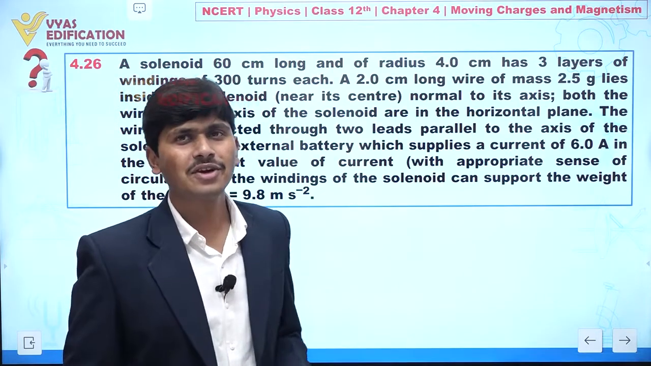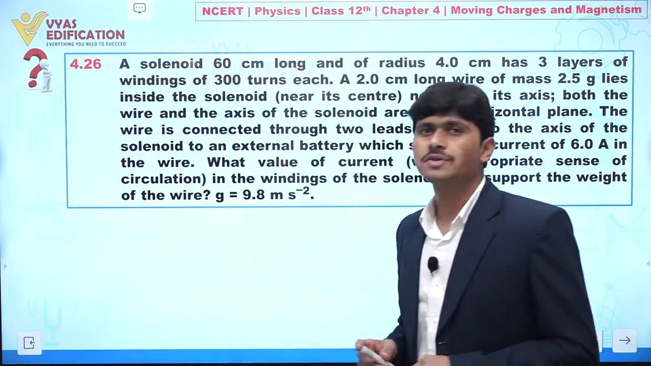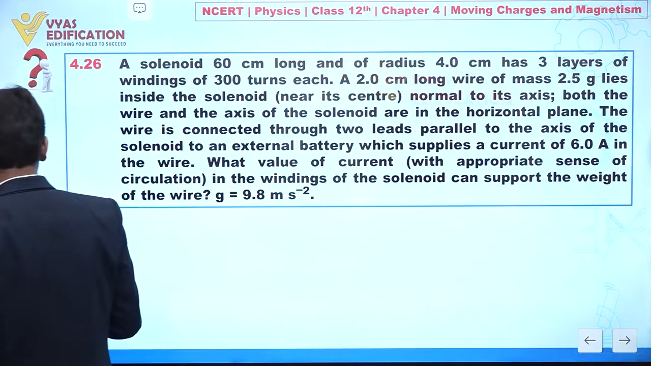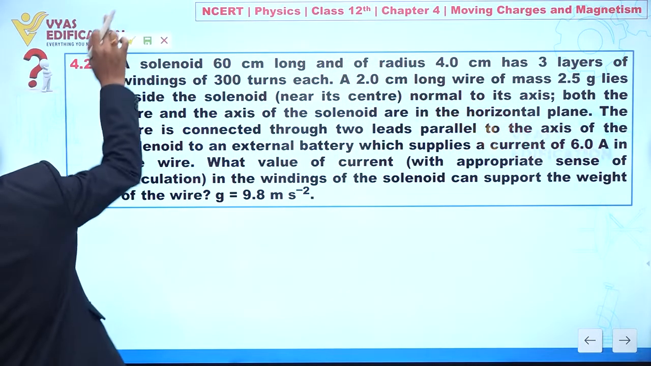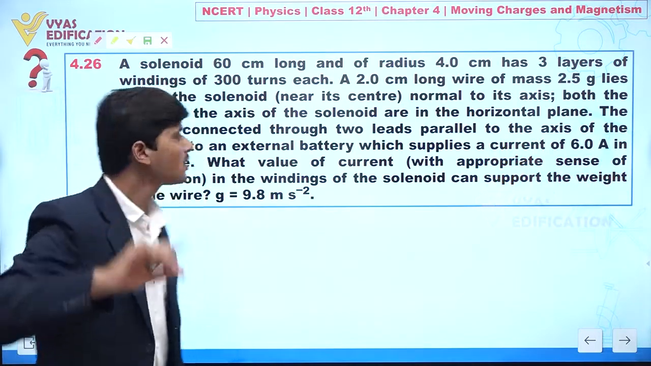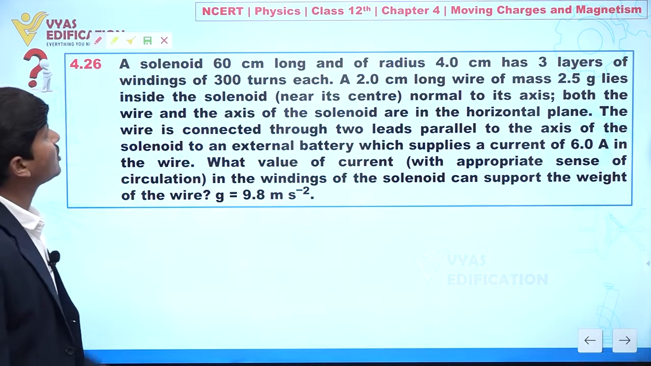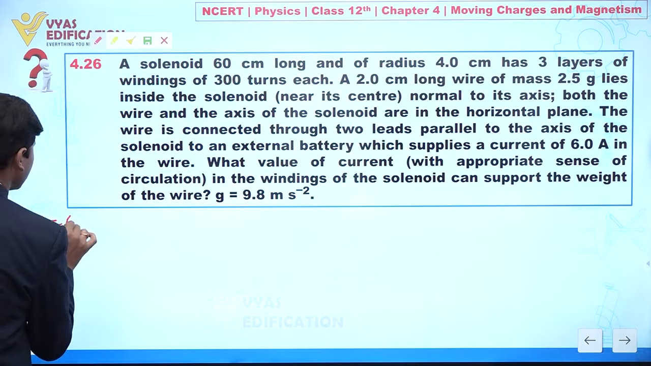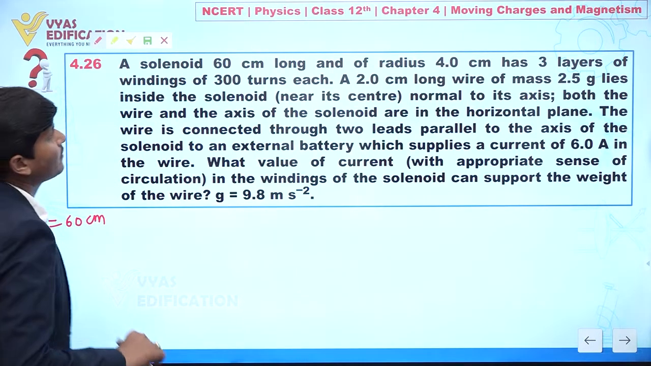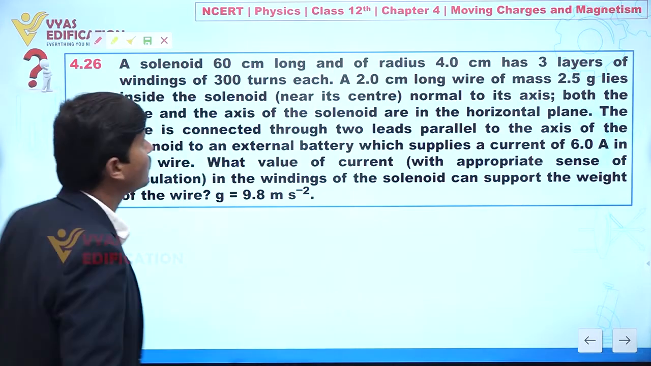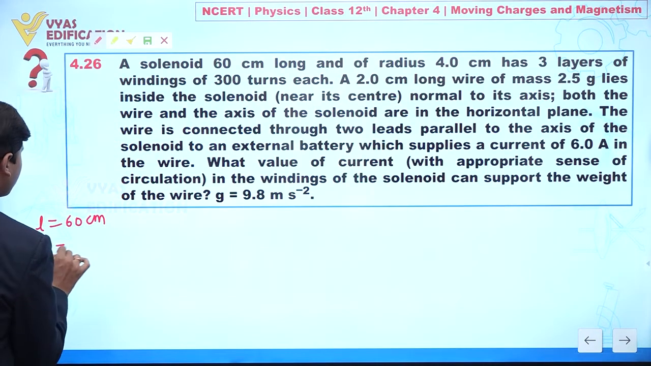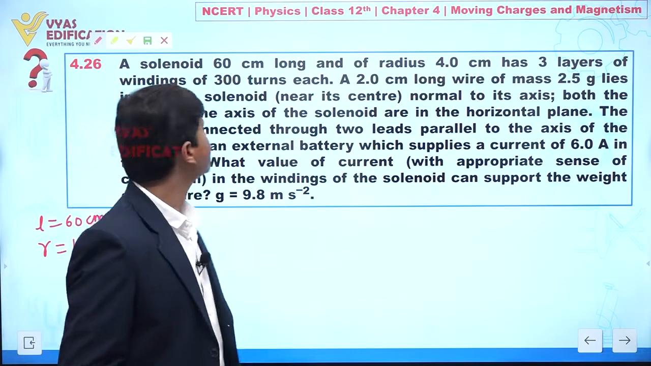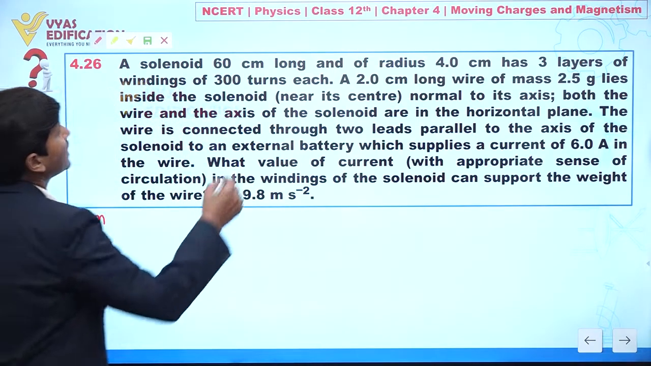Now dear student, we are going to discuss question number 4.26. In this question, a solenoid is given. Listen carefully, this is a good question. It is given a solenoid having length 60 centimeter. So I am writing here: length of a solenoid, 60 centimeter, and a radius of 4 centimeter. Radius is also given. It has 3 layers of windings of 300 turns each.